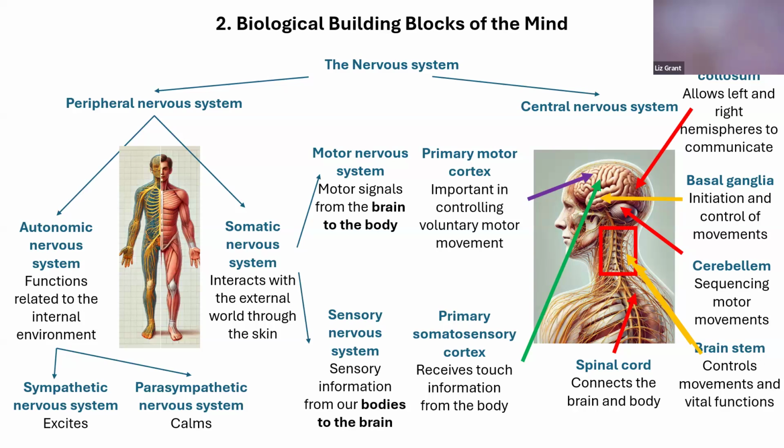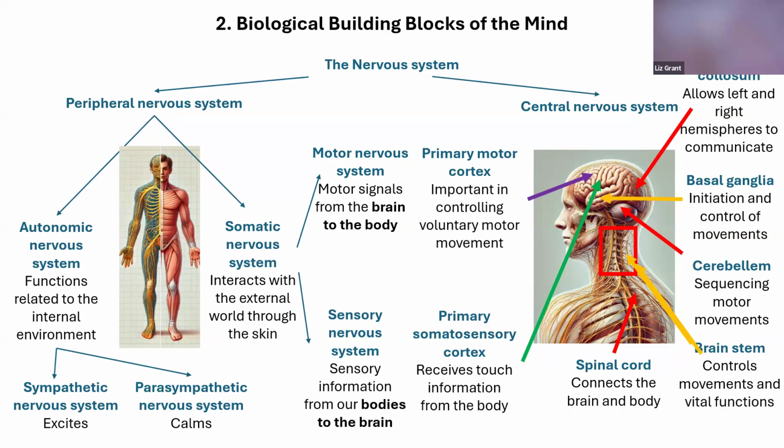The central nervous system has a number of elements as well, the key one of which is the spinal cord, which connects the brain and the body. At the top of the spinal cord is the brain stem, which controls movements and vital functions.